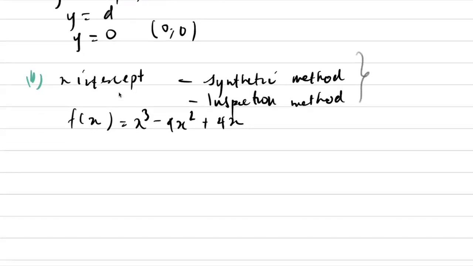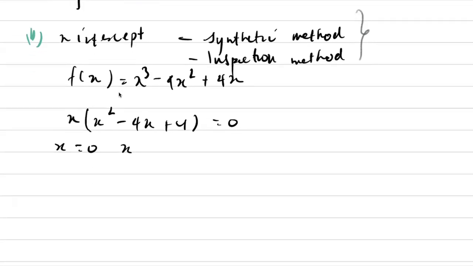I think if we isolate x, we can take out the factor of x, and then we have x squared minus 4x plus 4 equals 0. So one factor is x equals 0, and then we just have to factorize x squared minus 4x plus 4. So we could factorize this. I think minus 2 will do.